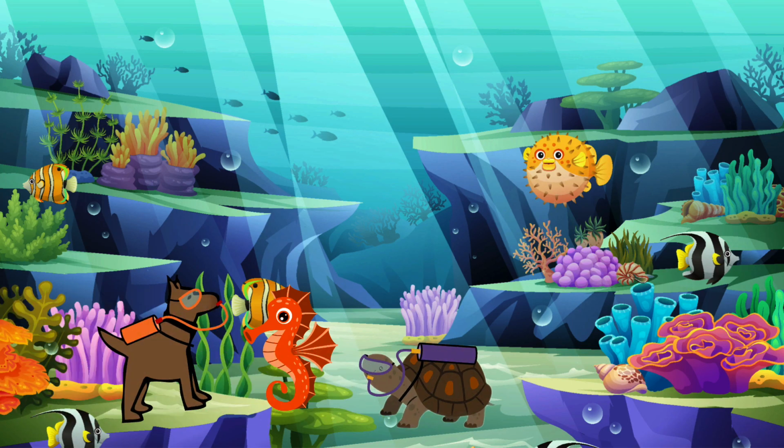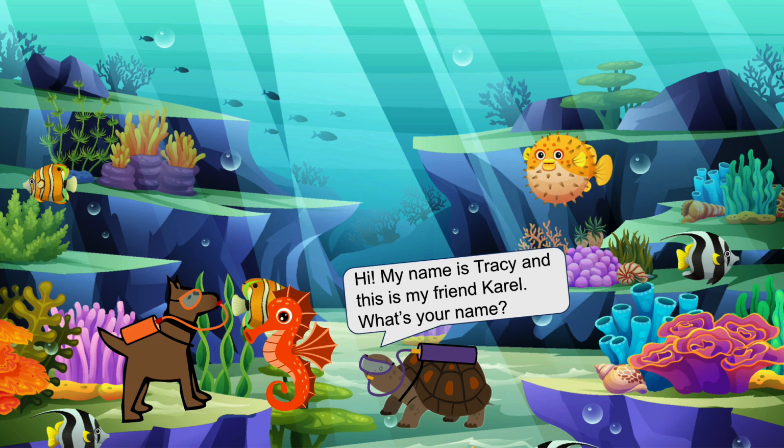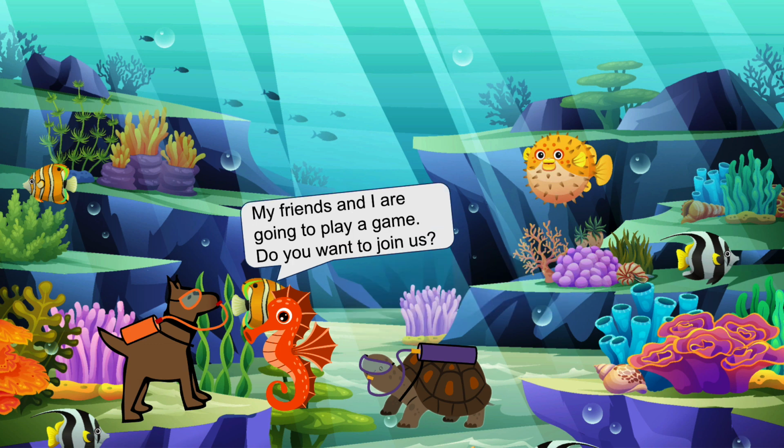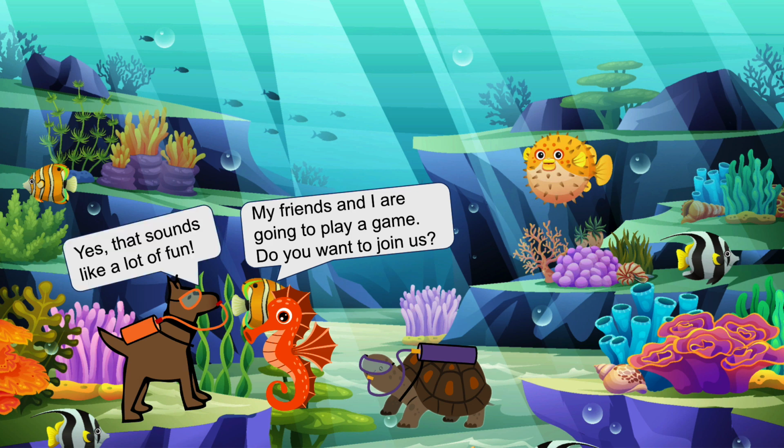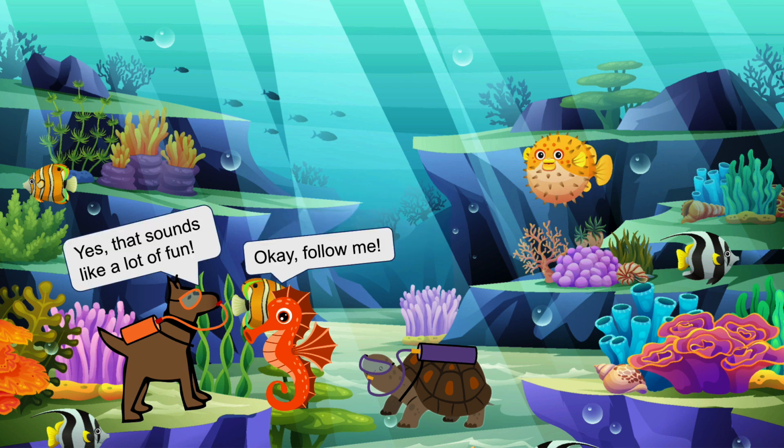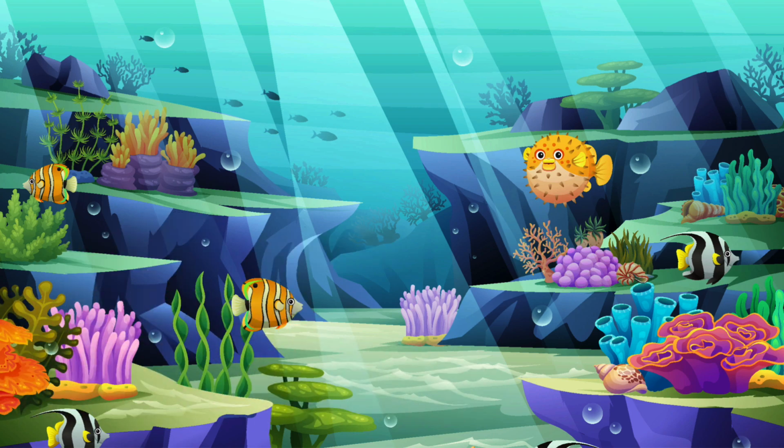Tracy introduces them to the seahorse. "Hi, my name's Tracy, and this is my friend Carol. What's your name?" "I'm Sally. It's so nice to meet you," the seahorse replies. "My friends and I are going to play a game. Would you like to join us?" Carol jumps in right away, hoping that the game involves tennis balls. "Yes, that sounds like a lot of fun." "Okay, follow me," says Sally, and off they go.